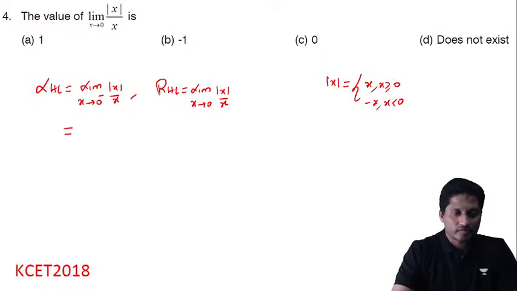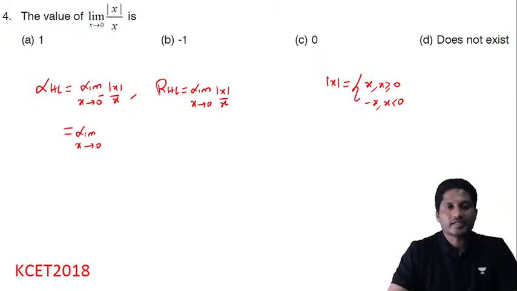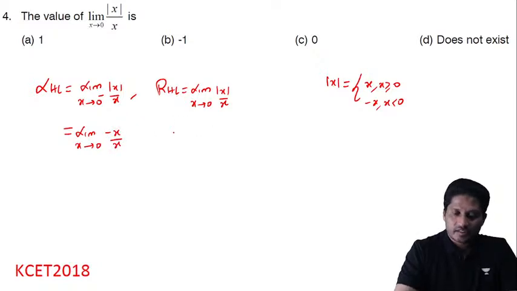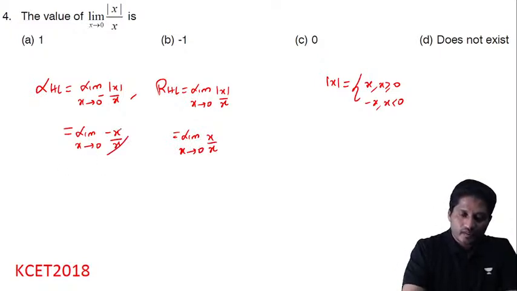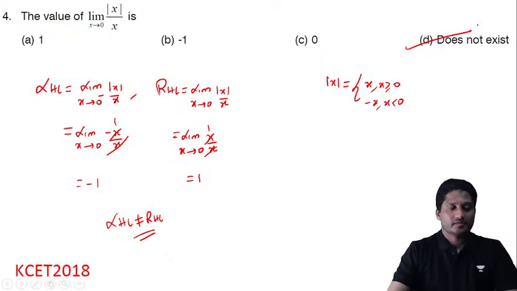Right, now this is equal to limit x is tending to 0 of mod x. When x is tending to 0 from left side, mod x is minus x by x. Then this is equal to limit x is tending to 0 from right side, this is x by x. This will cancel, this will cancel. We'll get minus 1, this is plus 1. So left hand limit not equal to right hand limit. Limit does not exist. Answer is option D. Let's move to the next question.